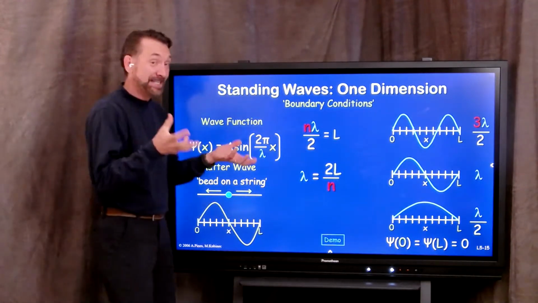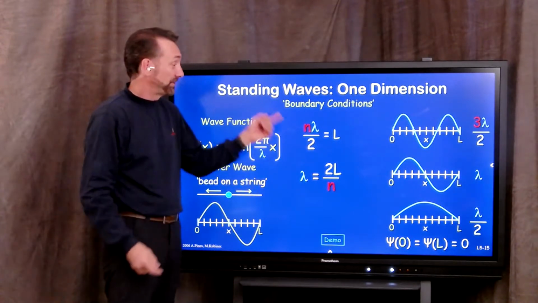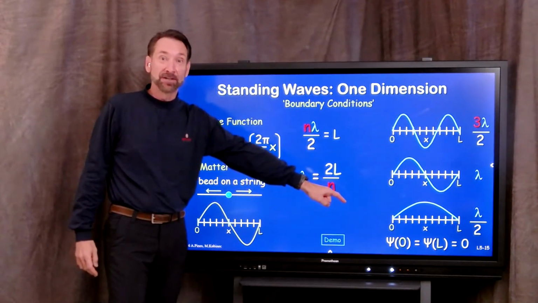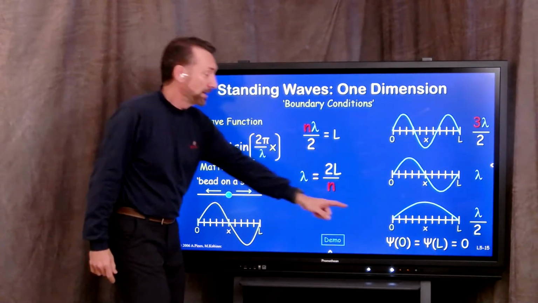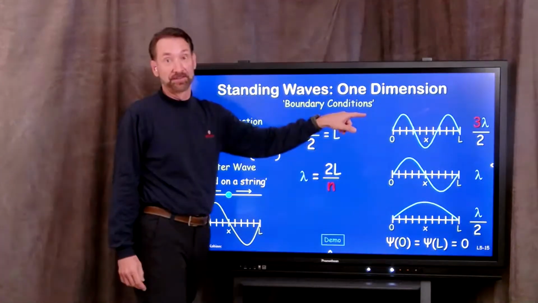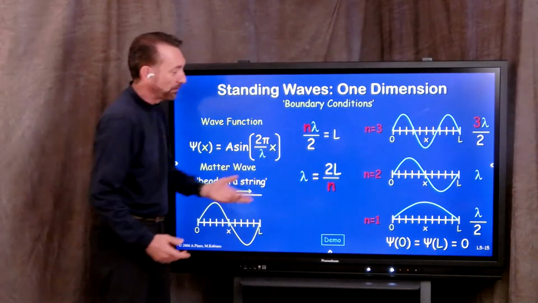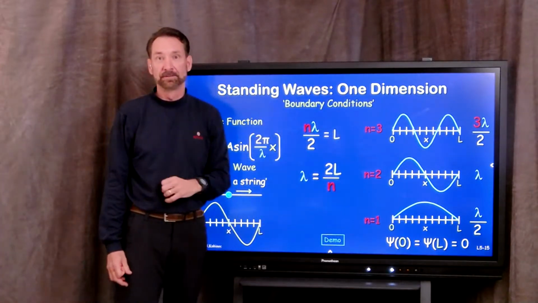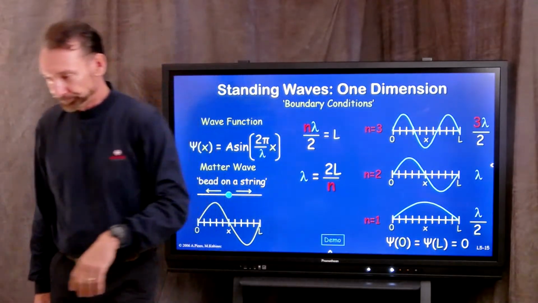And this is what we call quantization. It's a really simple thing. It's just wavelengths standing along a string. Not all wavelengths work, but integer multiples of half wavelengths work. And those integer multiples, we end up calling quantum numbers. And we can show you that in a couple ways.